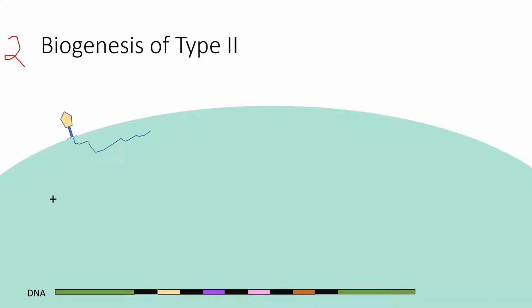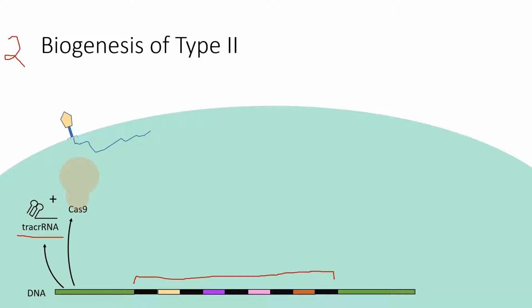This is the biogenesis step of the type 2 system. Upstream of the DNA of this CRISPR locus, also called the CRISPR array, are some CRISPR genes. One of them is going to make a tracer RNA. Another one is going to make a Cas9 protein once it's fully translated. And then we want to take this whole CRISPR array and make an mRNA. This is a primary mRNA, it hasn't been cut up yet.